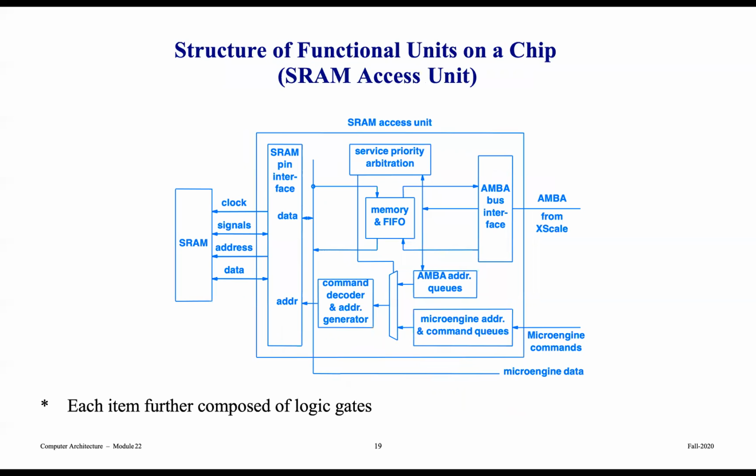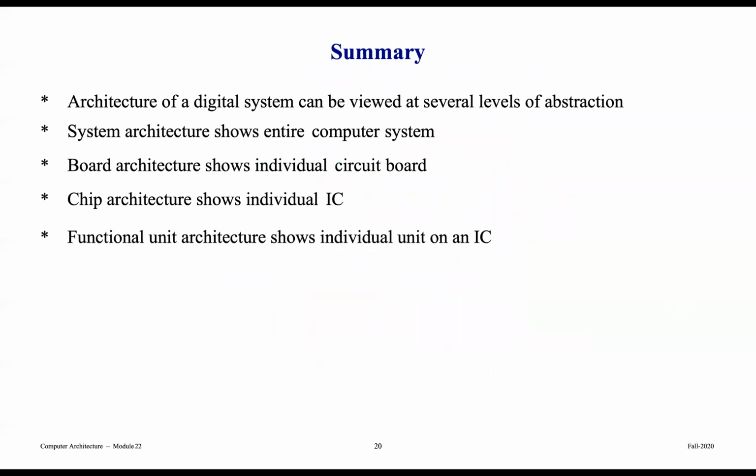In terms of the structure of functional units on a chip, we can think of an SRAM access unit as an example. We have the SRAM, and here is the thing that controls and mediates the data, the clock signals, address, and data from all these other sources. I will just quickly go over this as another example of a functional unit on a chip.